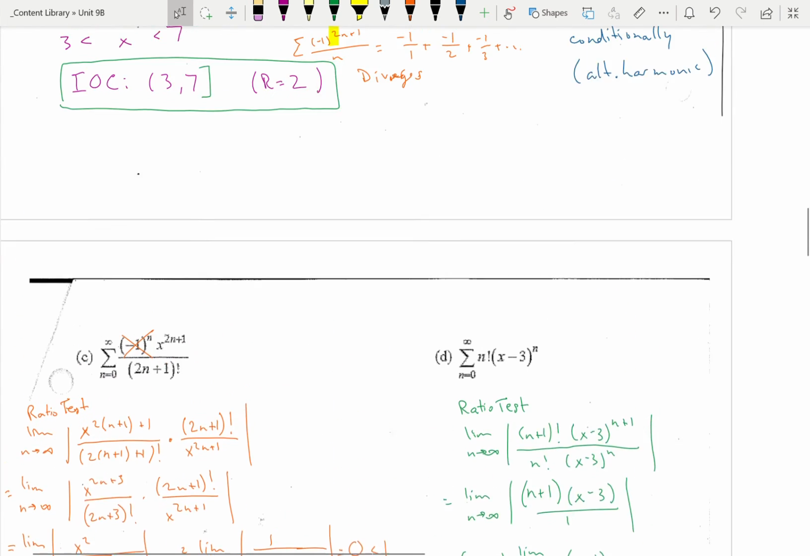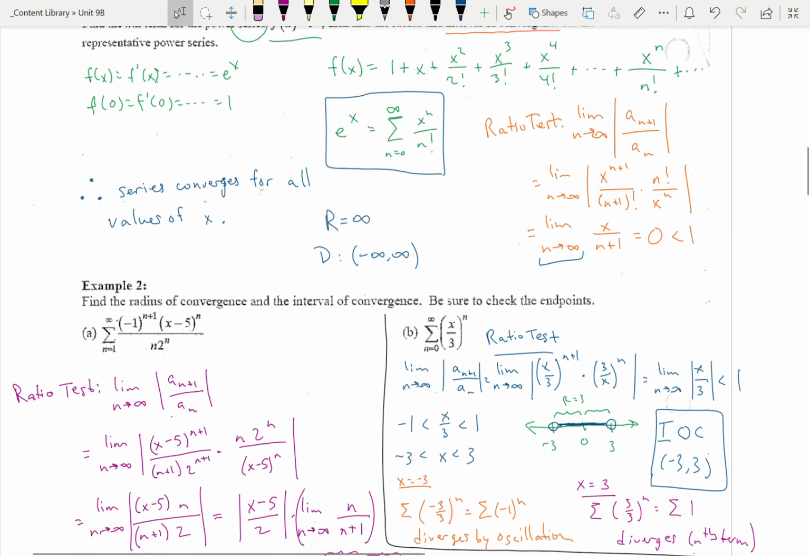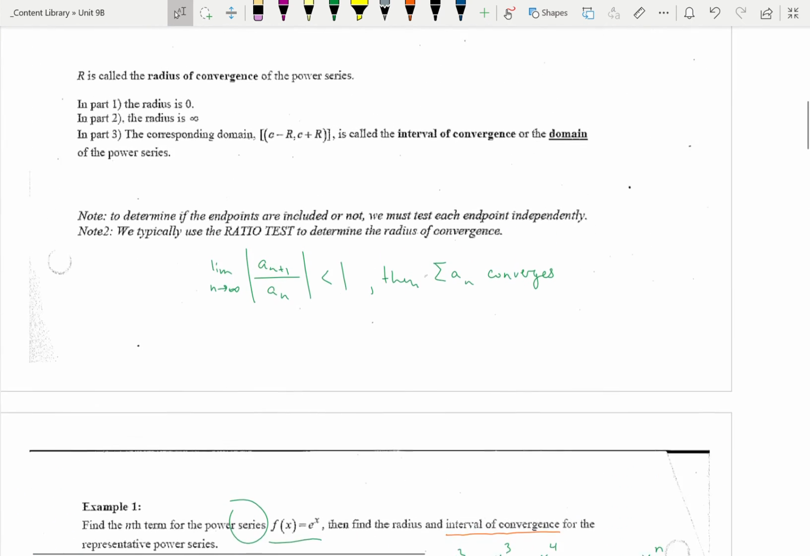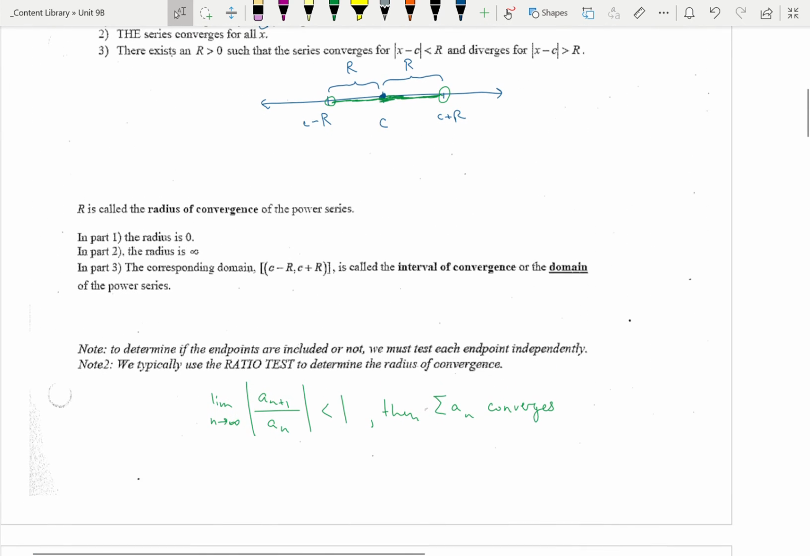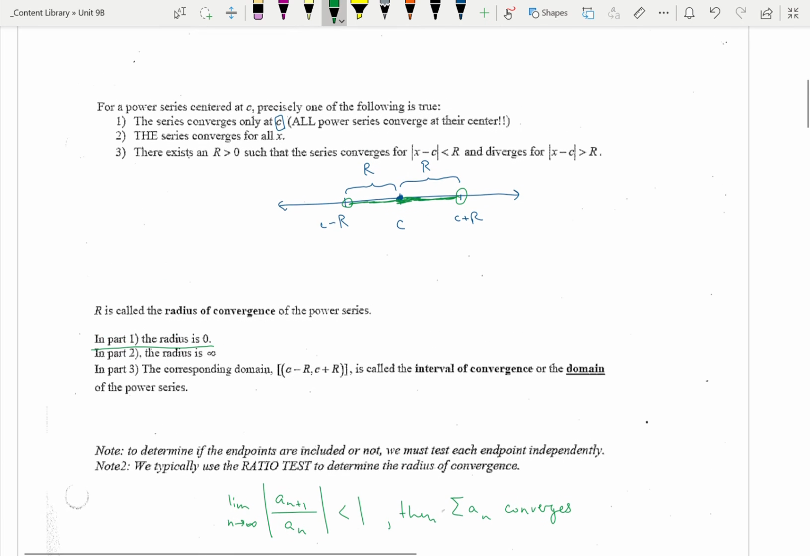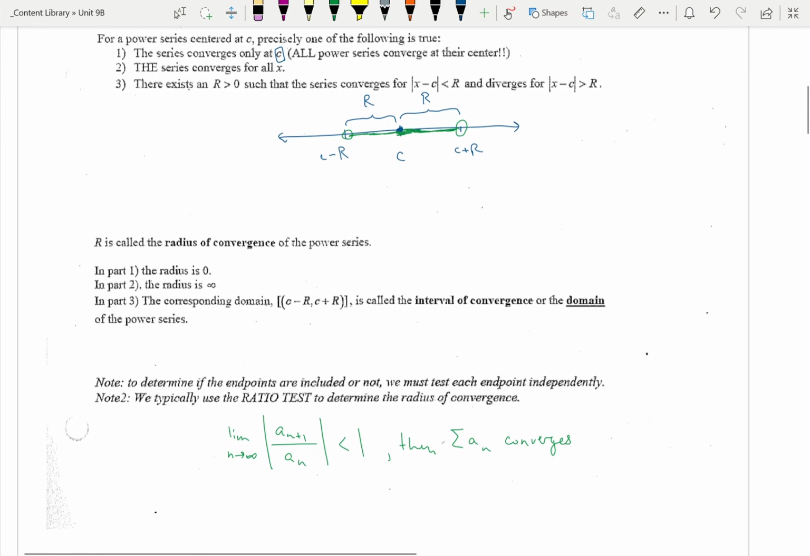So that would be your scenario 1 situation. Not a very exciting result, but sometimes that happens. The radius equals 0 for that example that we just did. And we would say that the series converges only at c. Okay, so there is no interval of convergence. It's just a single point.